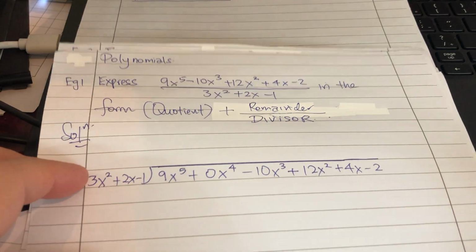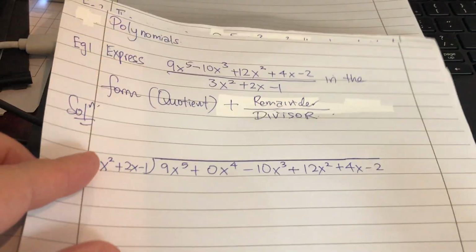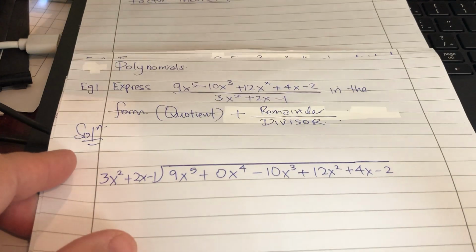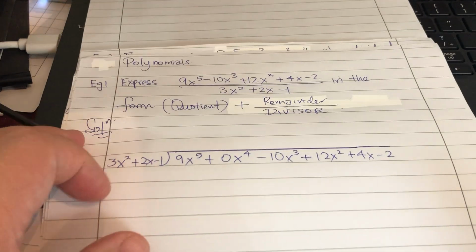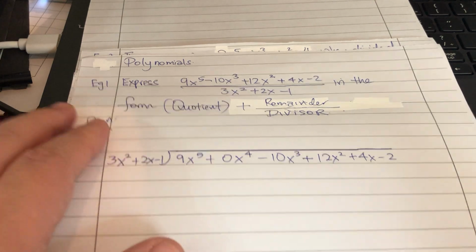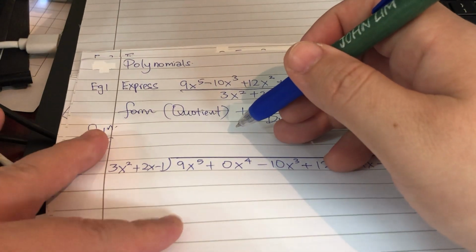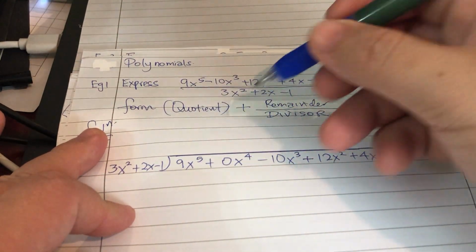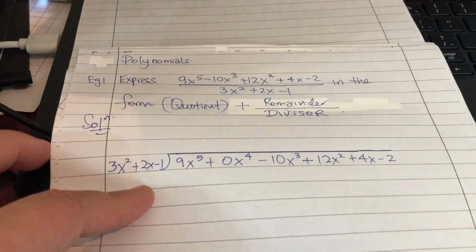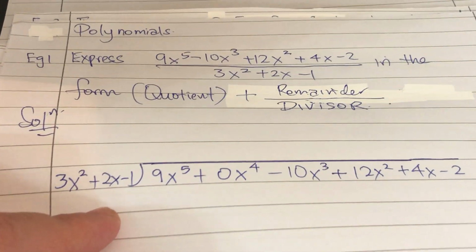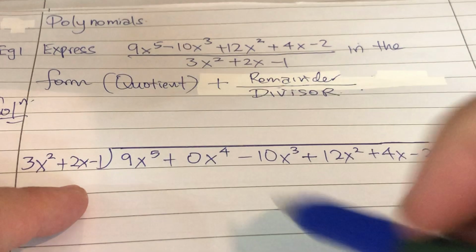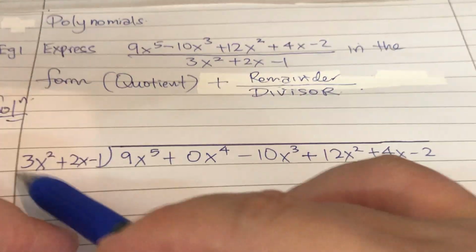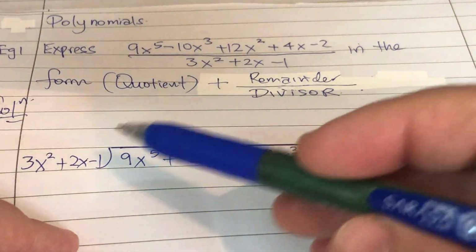I'm going to revise long division with you because you will need it later in a subtopic called partial fractions. But we'll leave that for now. We will not discuss that now. We will do this first. Now, take a close look at this. This divided by this. How do we do it?